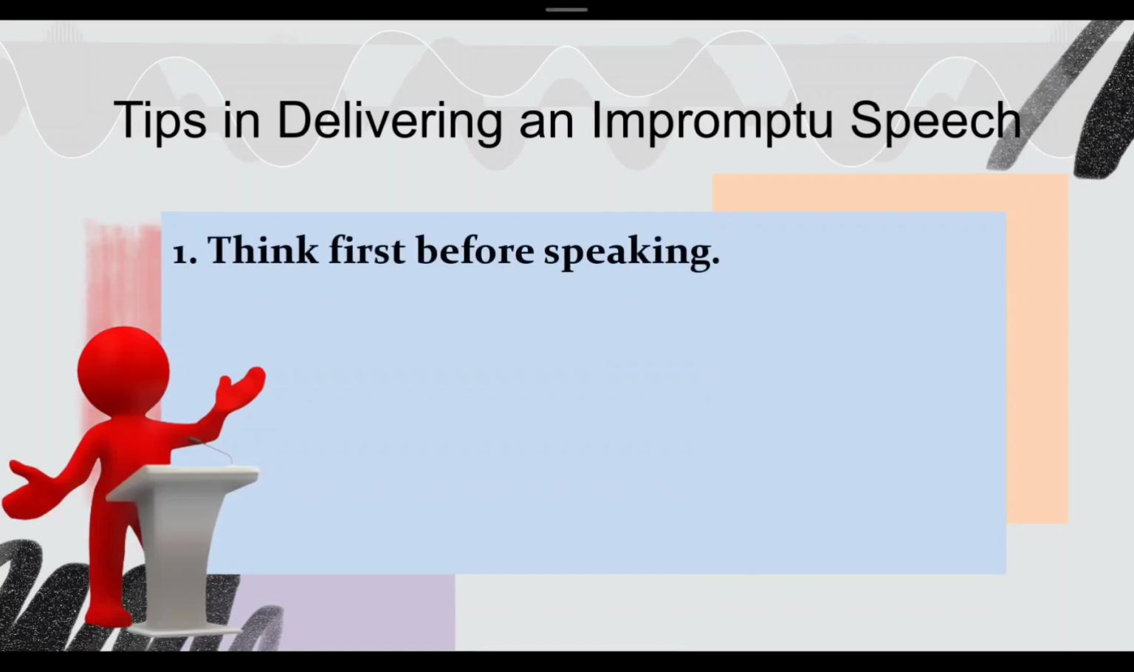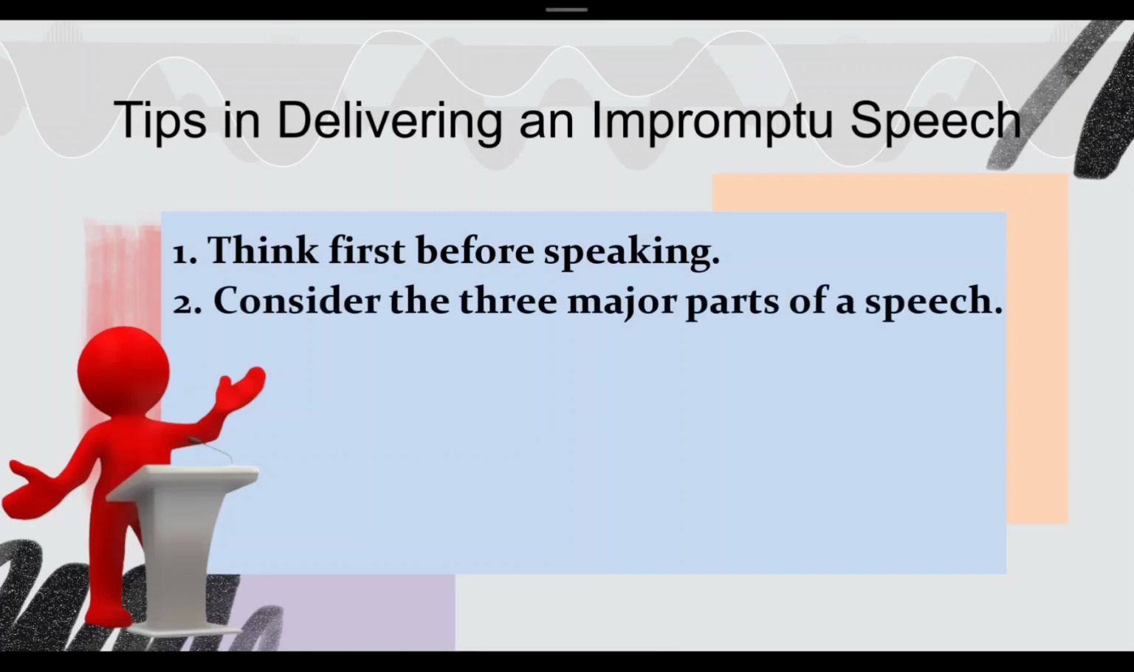1. Think first before speaking. Relax and take a deep breath. Pause for 2 to 3 seconds as you gather thoughts and reflect on what you want to say. Taking a moment to collect your thoughts is crucial in impromptu speaking. Deep breaths and brief pauses provide an opportunity for mental clarity, helping you articulate ideas more coherently. This deliberate pause also signals to the audience that thoughtful consideration precedes your words.